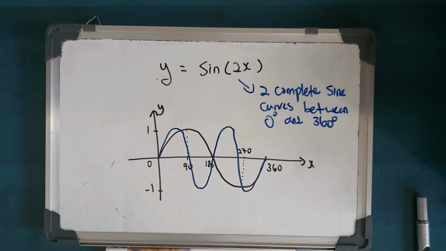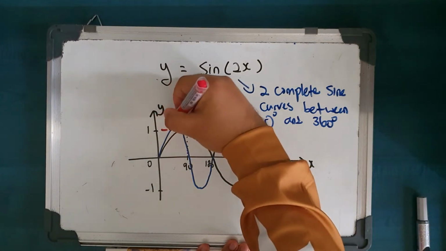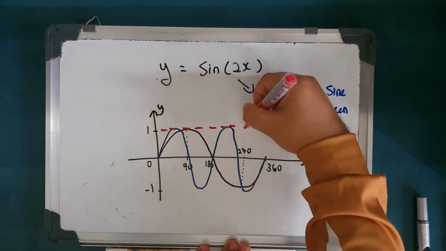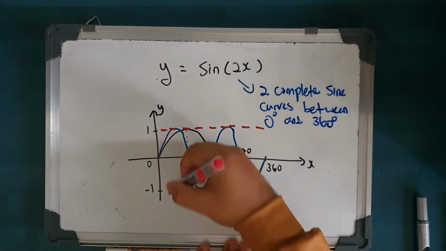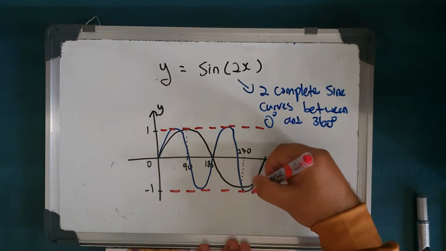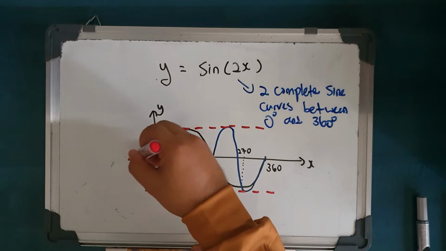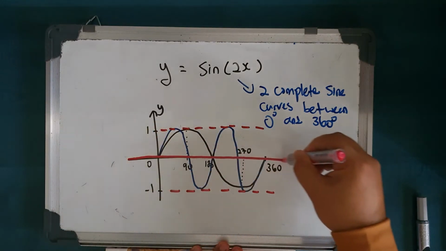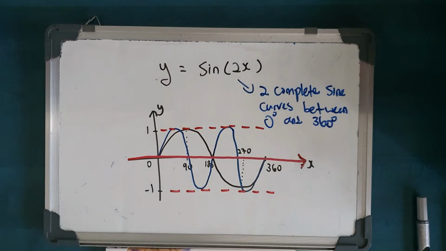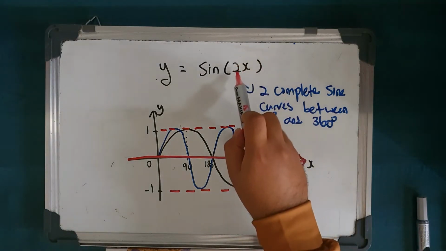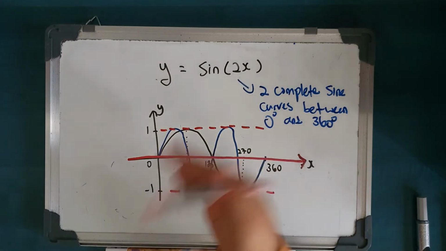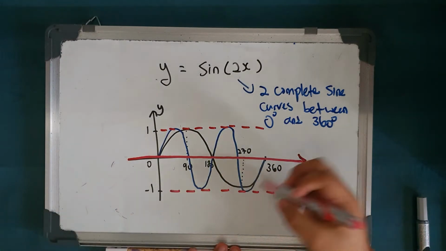Now, if you had paid very close attention to the previous section, you will realize that the amplitude of sin 2x remains 1. Sorry, the highest point remains 1 and the lowest point remains negative 1. The axis of curve still remains unchanged. It is still the x-axis. The only change of having a number here is just a change in the period.